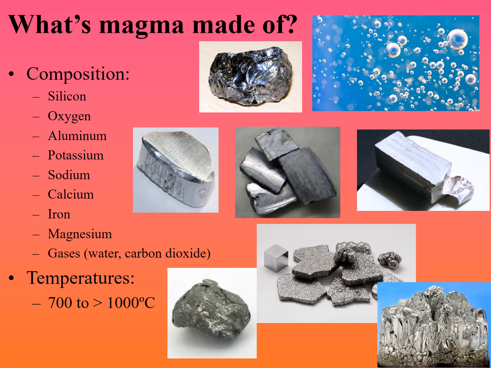So what is magma made of? This is important because this is what forms minerals and subsequently forms rocks. I've listed here the I think 10 or so major constituent elements that compose magmas. Number one is silicon, common in most crustal rocks, oxygen, aluminum, potassium, sodium, calcium, iron, magnesium, and then gases like water and carbon dioxide.